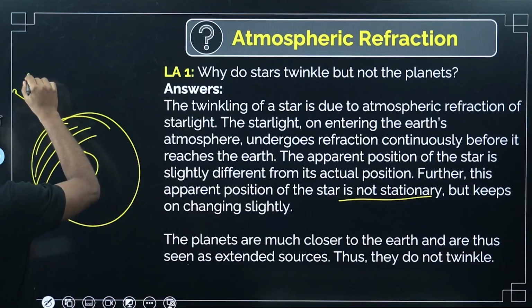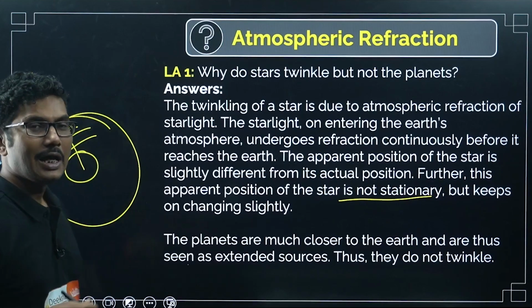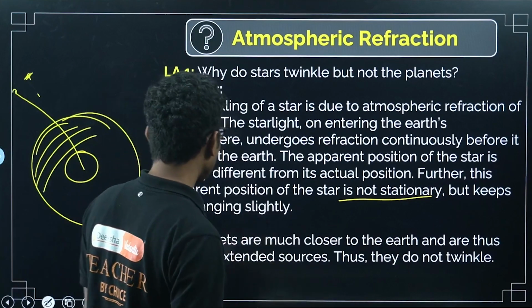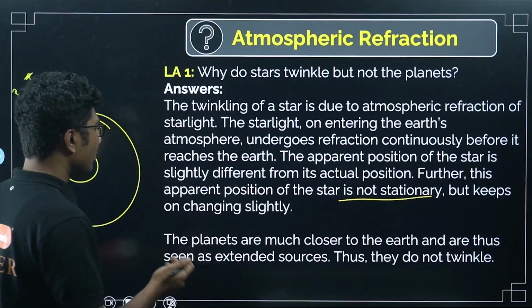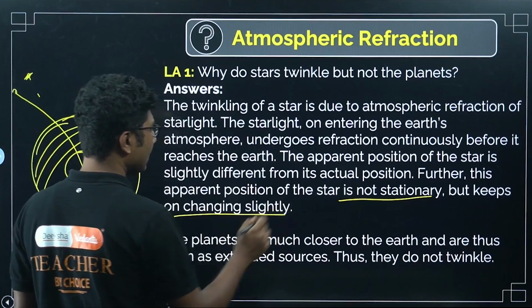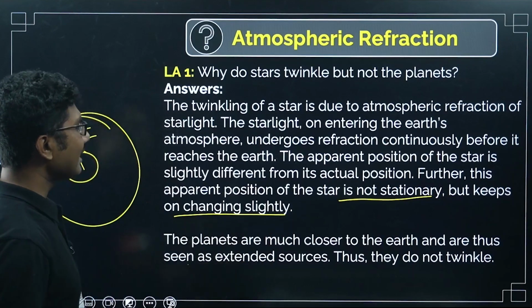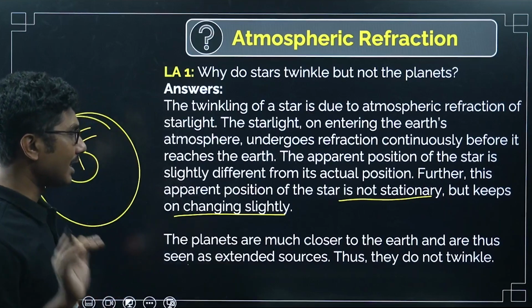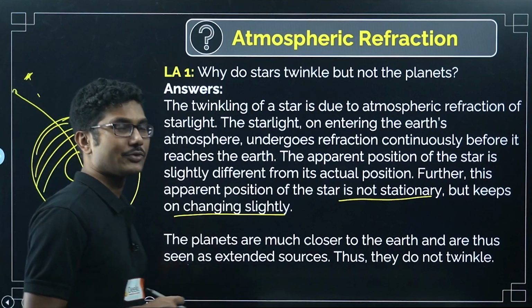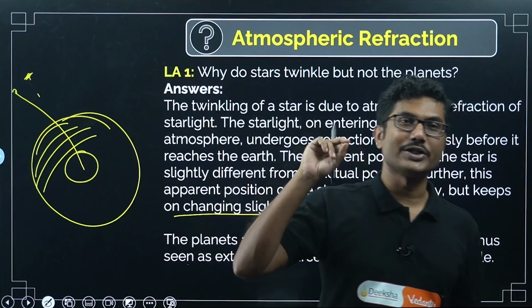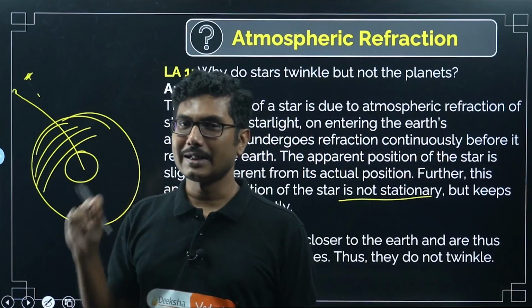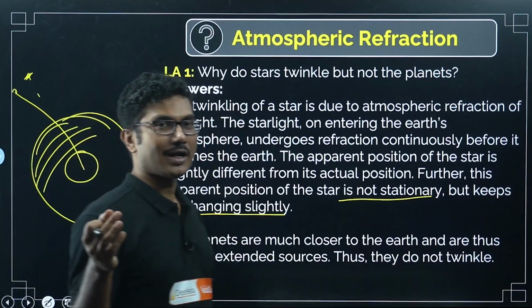And this position is also not stationary, it's slightly vibrating because of the fluctuating density of the air, the fluctuating refractive index of the air. So this position keeps on changing slightly. The planets are much closer to the Earth and thus seen as extended sources. So stars are very distant. The only closest star is the sun. Other than that, all other stars are very, very far away.